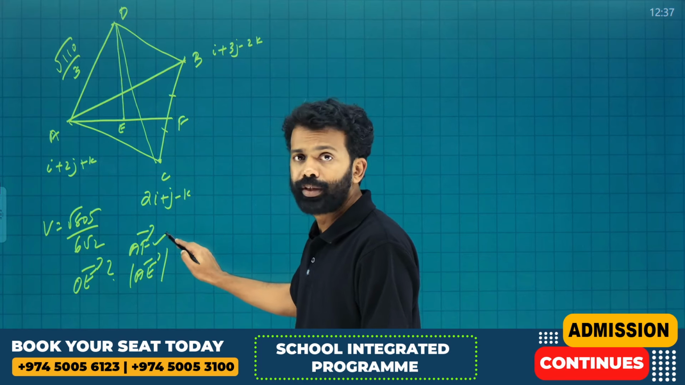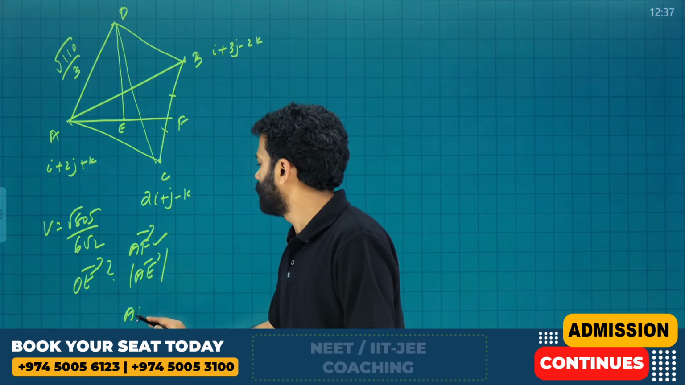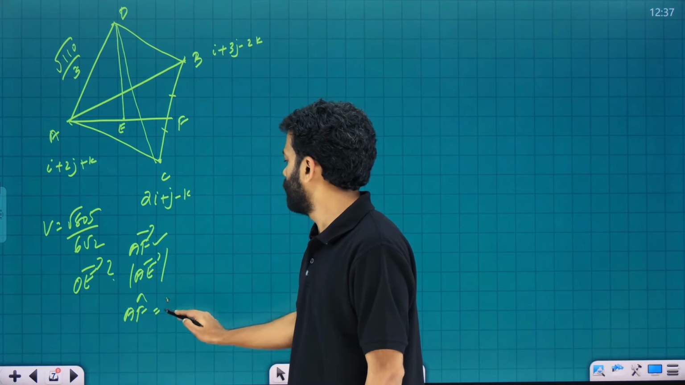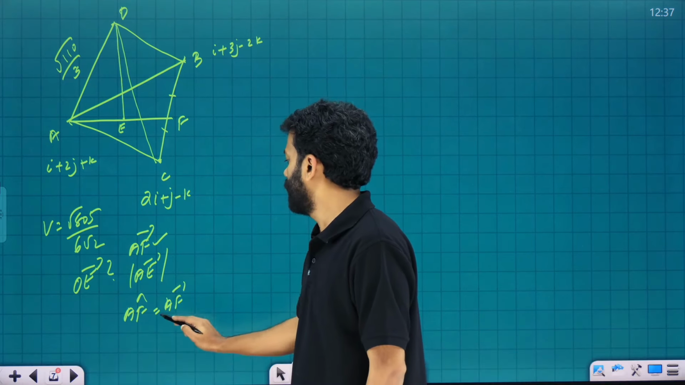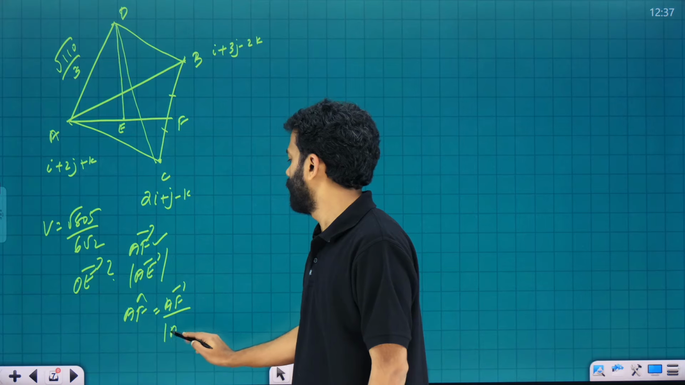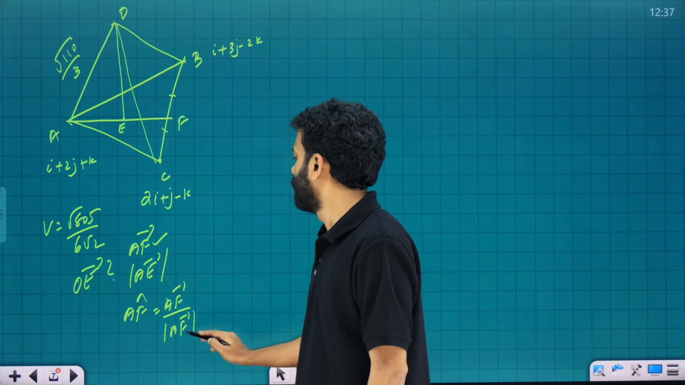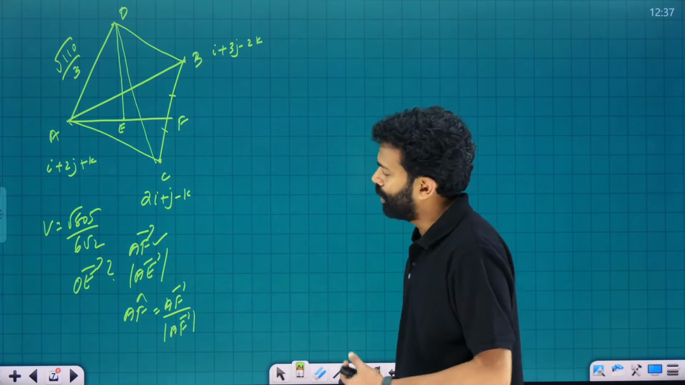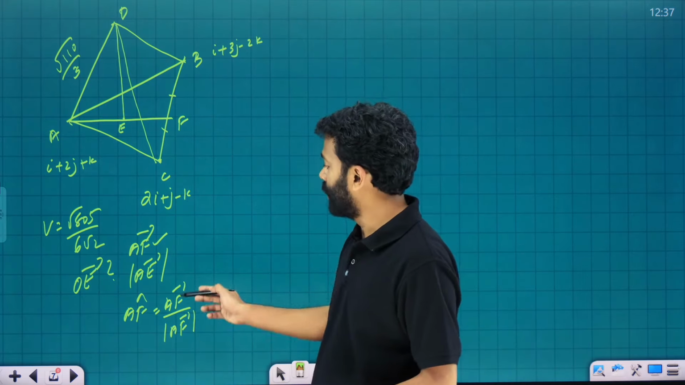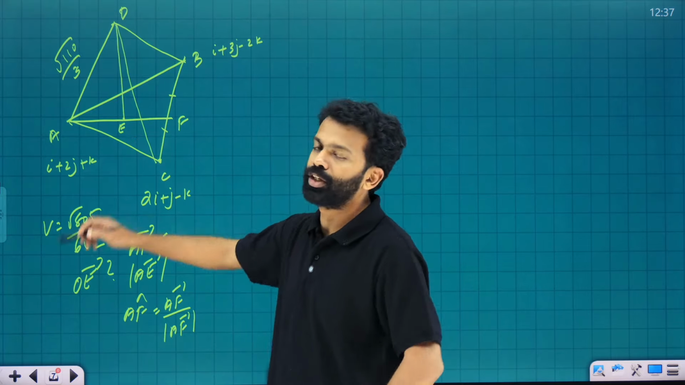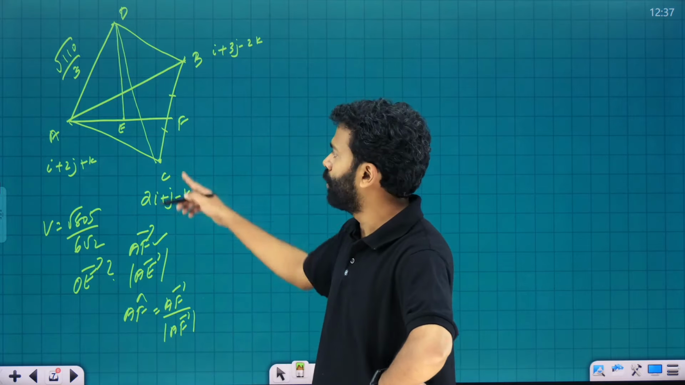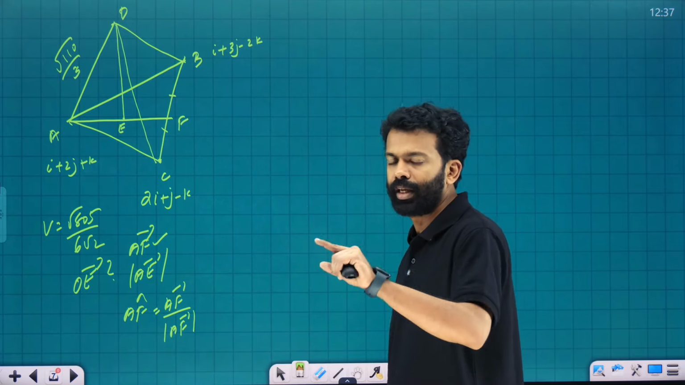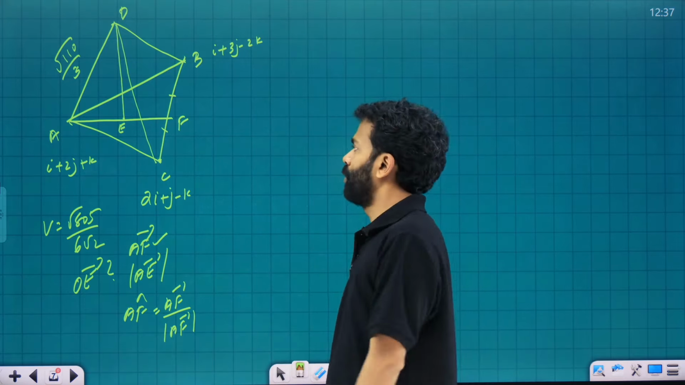Once you got vector AF, you need to identify the unit vector in the direction of vector AF. That is, AF cap is equal to vector AF divided by the magnitude of vector AF. Now you got a unit vector in the direction of vector AF. If you got a unit vector in that direction, you can formulate vector AE, and from that vector AE, you can formulate the position vector of E.